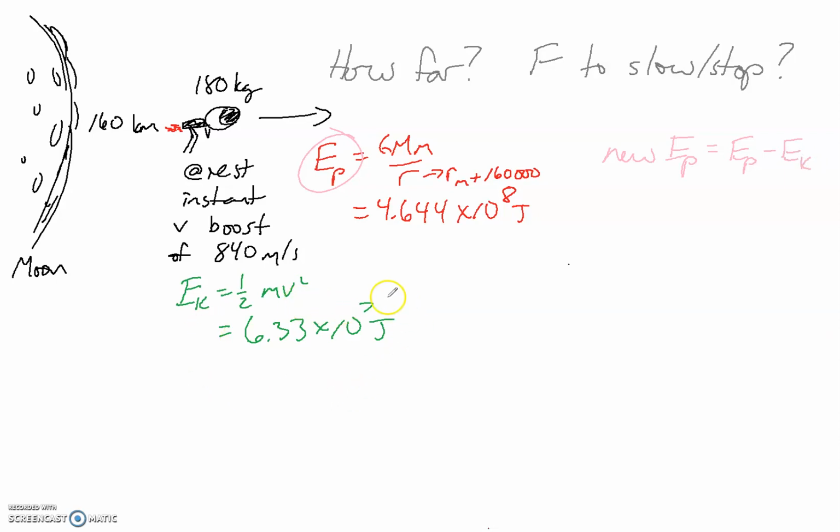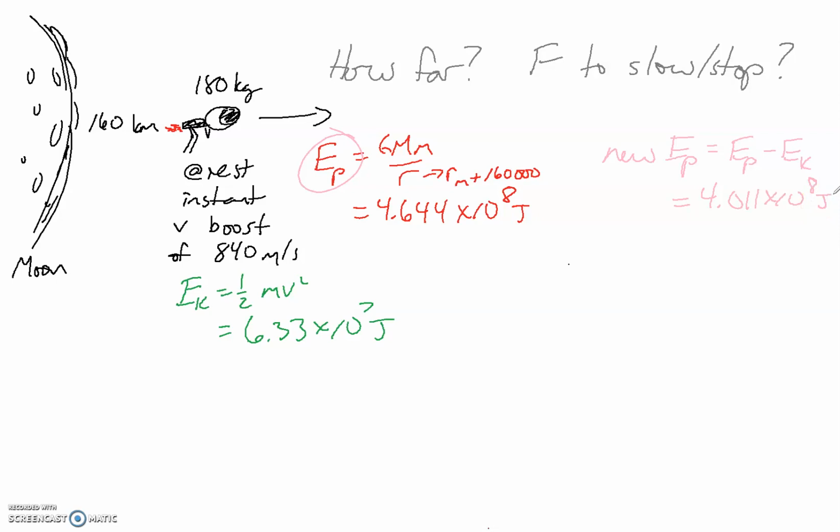So all I have to do to find his new potential energy out here is take that potential energy that he started with, this one right here, minus the kinetic energy, because the change in potential has to be equal to the change in kinetic. My kinetic is going to change by 6.33, so my potential is going to change by 6.33, and the potential is going to get smaller. So if I subtract the two, I can get my new potential energy, and with some rounding I should end up with like 4.011 times 10 to the 8 joules.